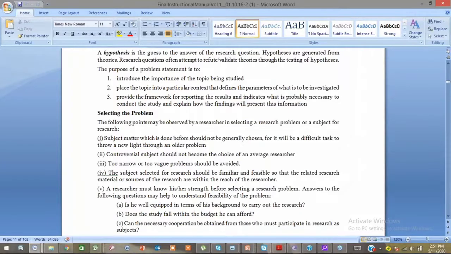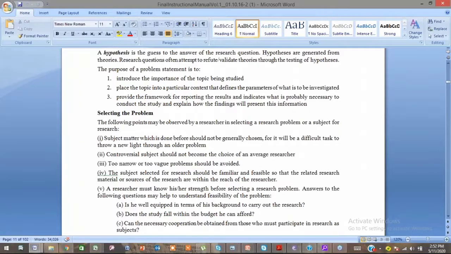The subject selected for the research should be familiar and visible, so that the related research material and subjects of the research are within the reach of the researcher. Yes, your subject must be familiar. You cannot do a research on Ethiopia when you don't have material from Ethiopia to work with. You must choose a topic that you can get material to work with.